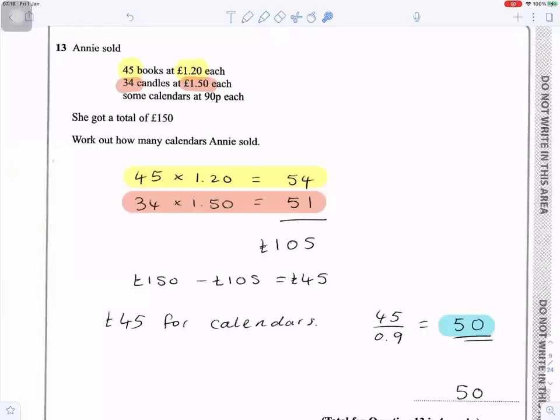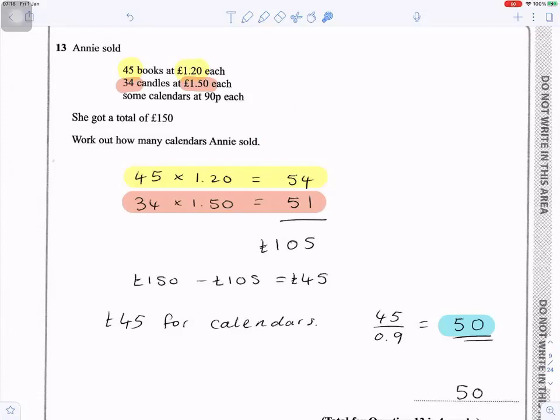Question number 13. Annie sold 45 books at £1.20 each, 34 candles at £1.50 each, and some calendars at 90 pence each. She got a total of £150. Work out how many calendars Annie sold.